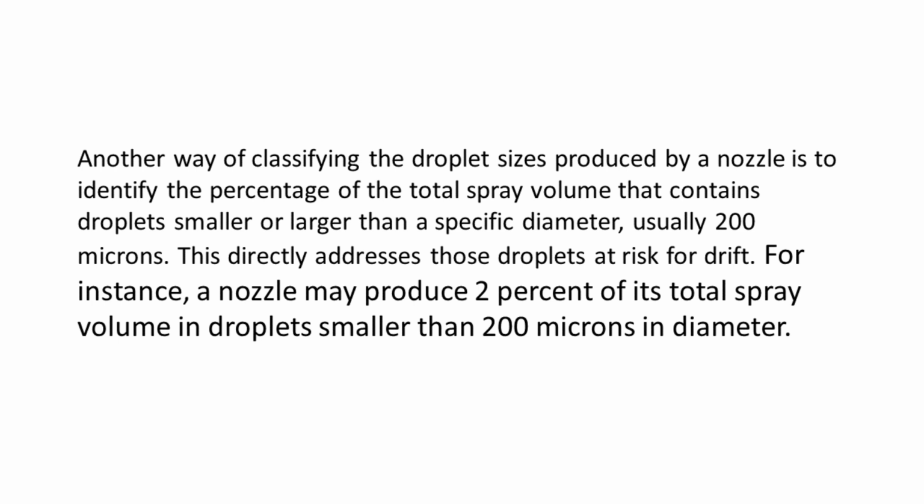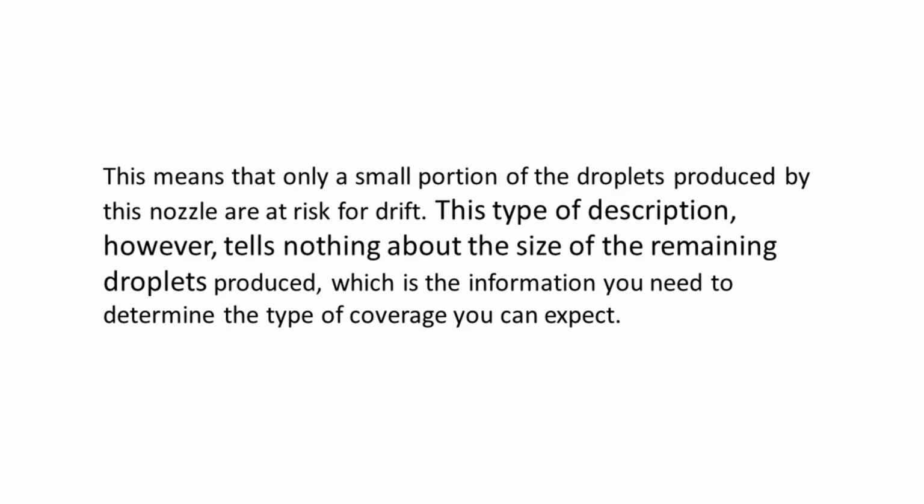For instance, a nozzle may produce 2% of its total spray volume in droplets smaller than 200 microns in diameter. This means that only a small portion of the droplets produced by this nozzle are at risk for drift. This type of description, however, tells us nothing about the size of the remaining droplets produced, which is the information you need to determine the type of coverage you can expect.